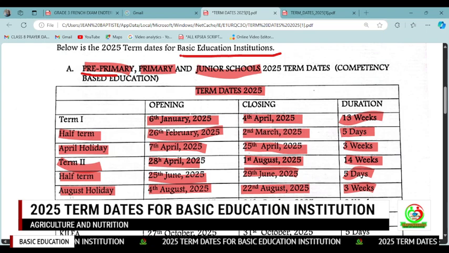Come the third term, or term three, it begins on 25th August 2025 and ends on October 24th. That's around nine weeks that learners will be in class.